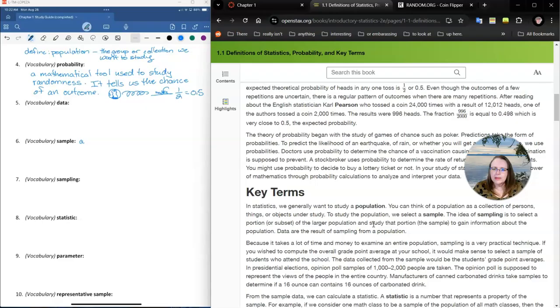how do they say it, a portion of the population that we can use to get information about the whole population.